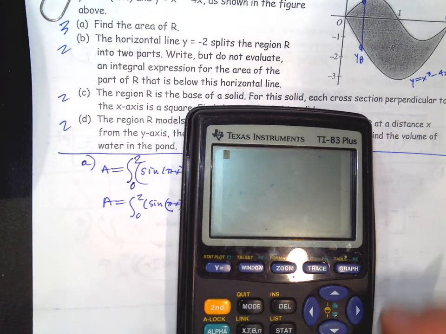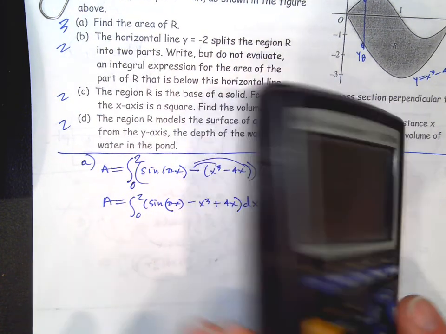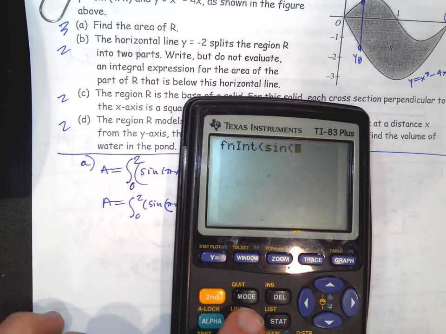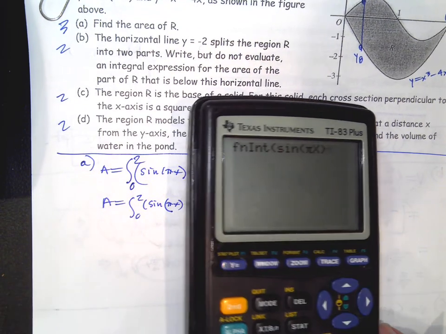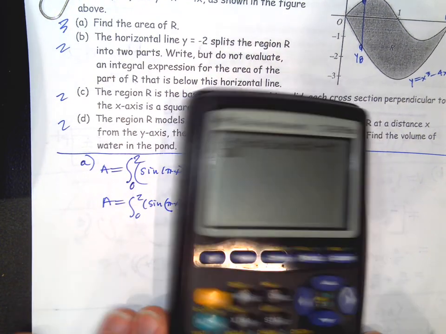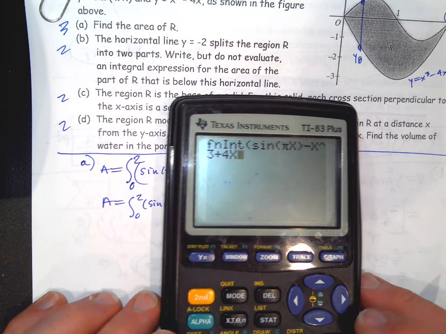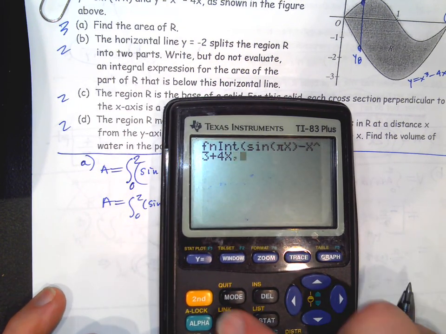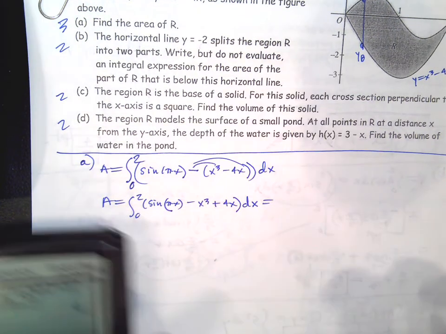So we're going to do math 9, and we're going to put sine of pi x minus x to the third plus 4x, and comma x comma 0 comma 2. Boom. The answer is 4.